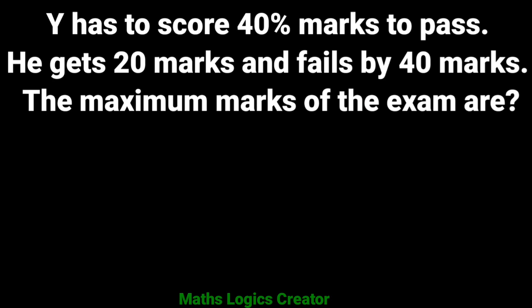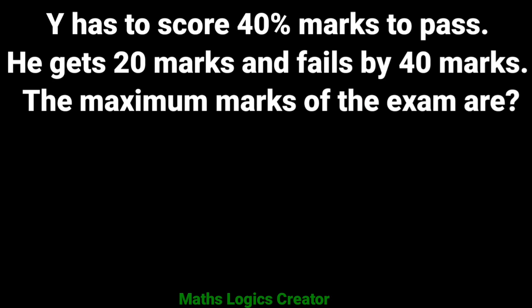The next question: Y has to score 40% marks to pass. He gets 20 marks and fails by 40 marks. The maximum marks of the exam are? Initially, Y has to get 40% to pass the exam, but he only got 20 marks and failed by 40 marks. So the passing mark for the examination is 60 marks. So 40% is 60 marks. He is asking the maximum marks of the exam, so 100% is how much.